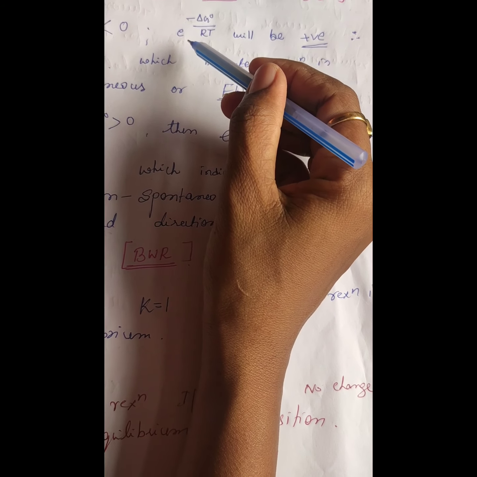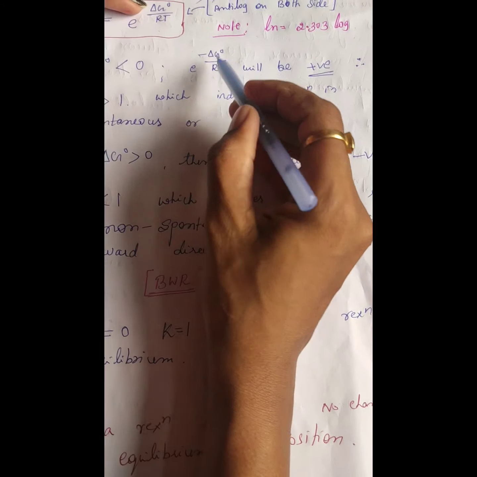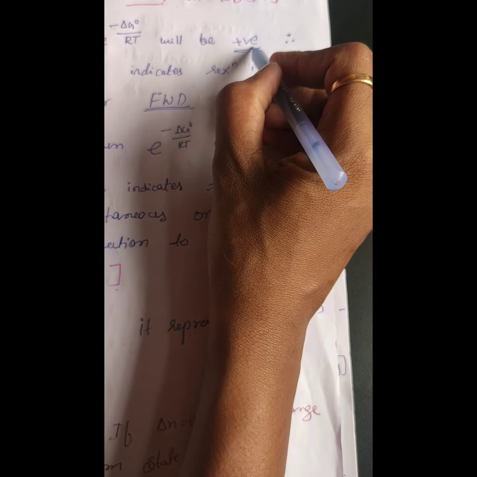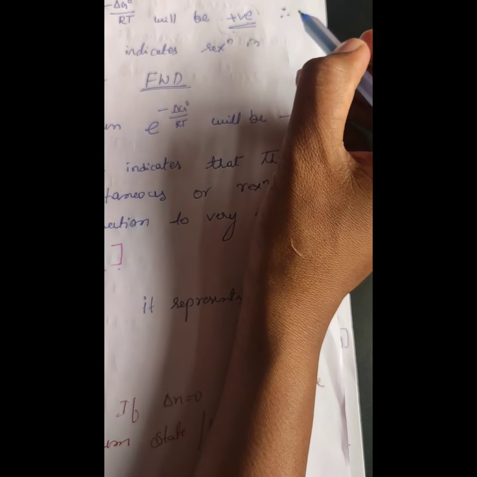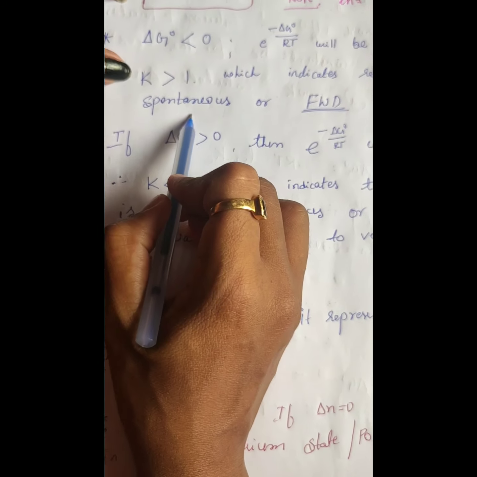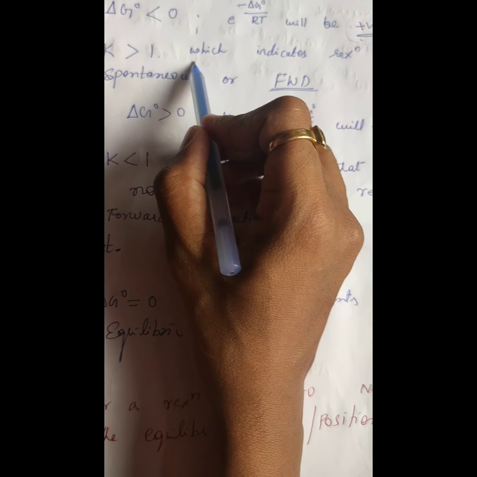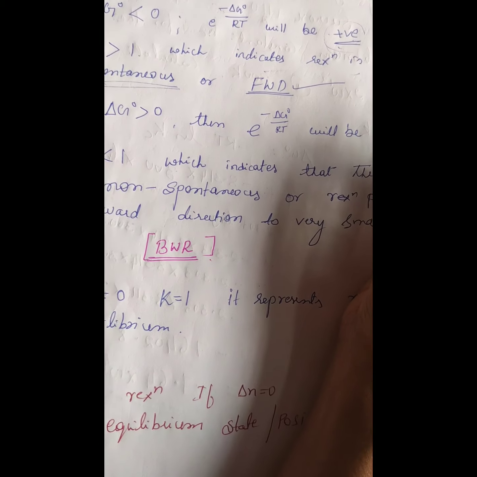Substitute the delta G naught value over here. So e to the power minus delta G naught by RT will be positive, because delta G naught is negative and minus of minus becomes plus. So the K value becomes positive, and we conclude that K will be greater than 1. As you have studied earlier, K greater than 1 indicates the reaction is spontaneous, or the reaction proceeds in the forward direction.